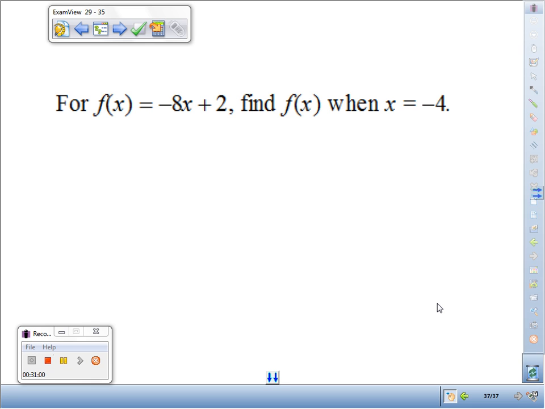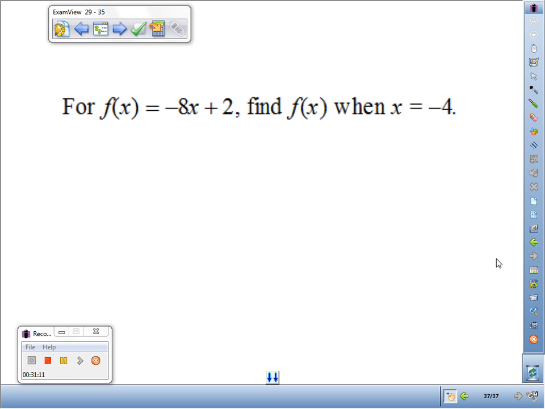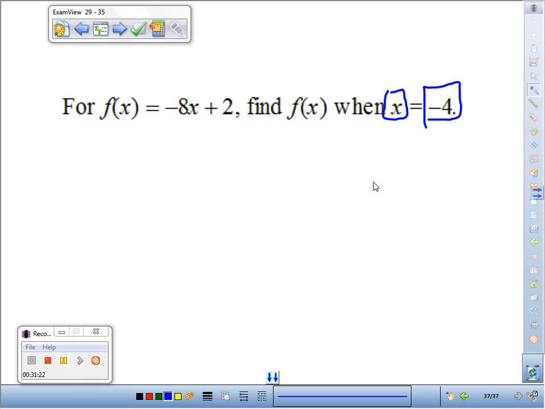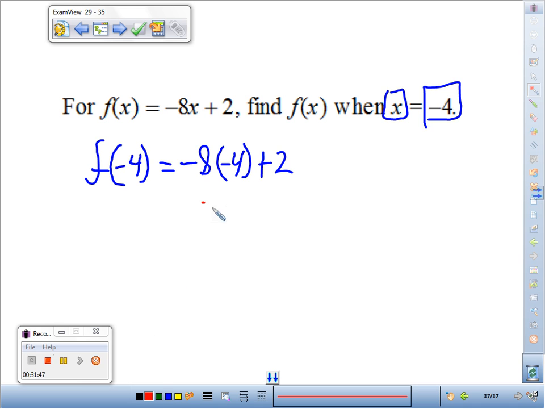It says, for f of x equals negative 8x plus 2, find f of x when x is negative 4. Focus, please. For this one, all they're saying is that for every x that you see, you're going to substitute negative 4 and simplify. So right away, you get your function, and you write f of negative 4. So this is just saying I'm working on negative 4. Does that make sense? It's a function of negative 4, so this is negative 8, and instead of x, what goes in for x? Negative 4 plus 2.